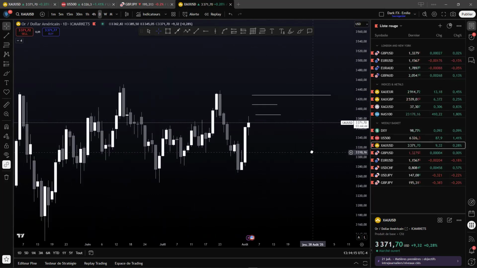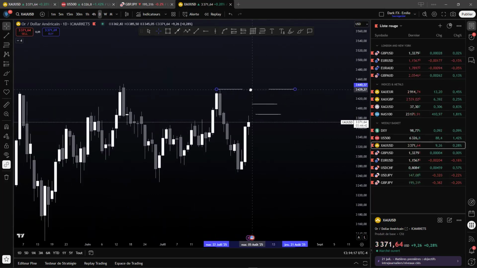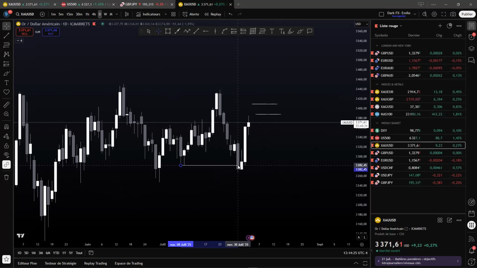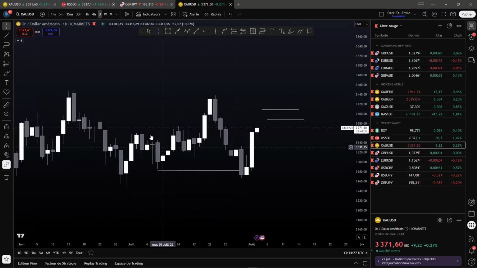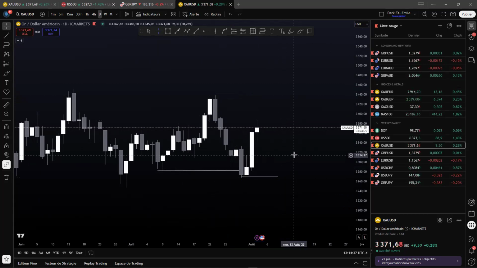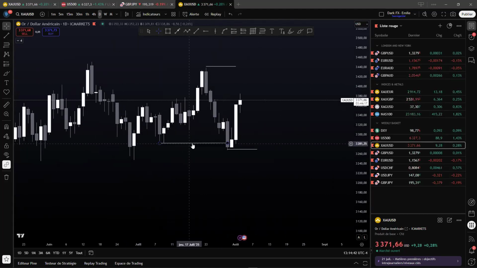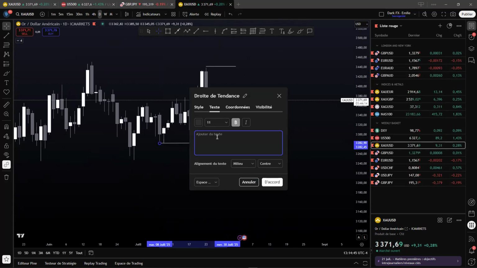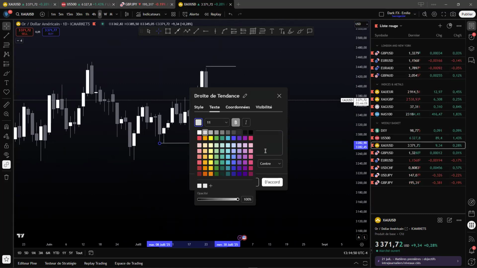It's an exploration. You should explore. You can go here. This is a high and this is a low. Where did it break? It broke here. Is this a valid high or a valid low? Yes, I think so. Why? Because it broke another high here. So now I have a market structure. I have a high, I have a low, and I have a break of structure. What is the break of structure? The break of structure is here. That's the first thing you should do.